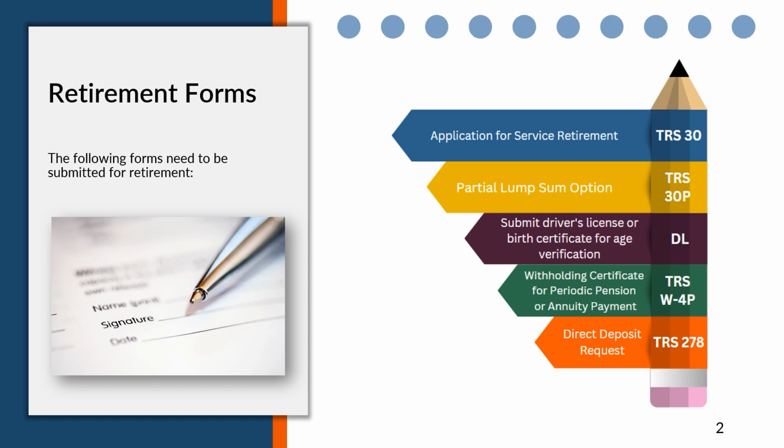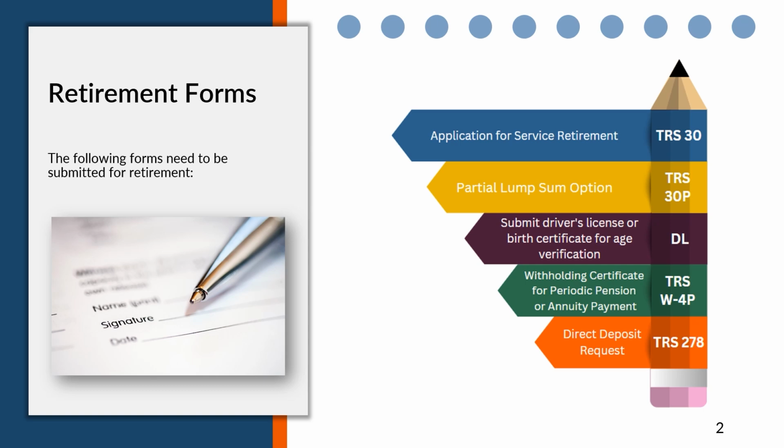The forms are located under the Active Members column on this page in a PDF labeled Service Retirement Packet. Once completed, you'll submit them to TRS by mail, fax, or you may upload them through our website. This information can be found on the trs.texas.gov Contact Us page.